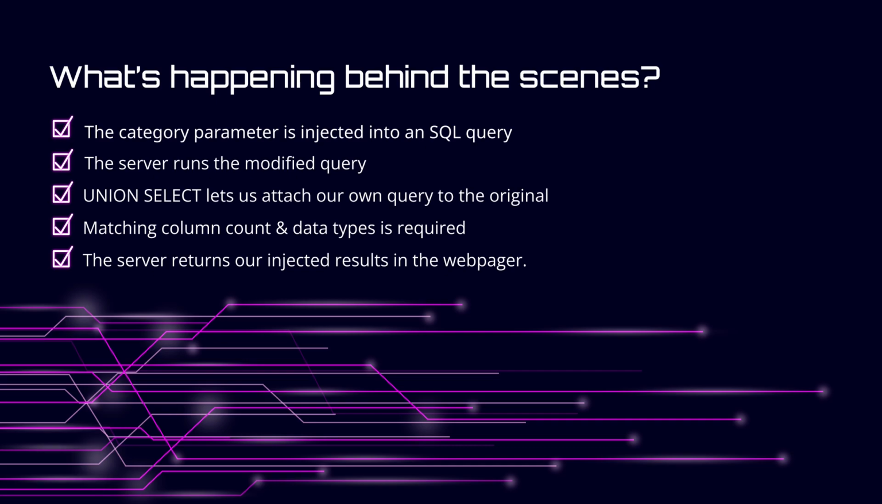Once everything matches, the database combines the original results with the data from our injected query and sends it back to the application. The application then displays that data as if it were normal content. That's why we're able to make usernames and passwords appear on the page. In the next video, we'll continue working with union-based injections and learn how to extract multiple values even when the application returns only a single column.